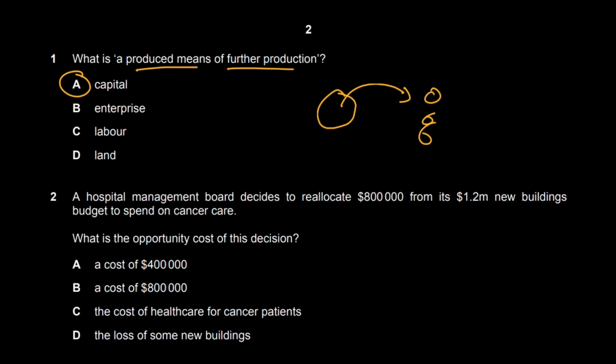Enterprise basically refers to the organizational aspect or the entrepreneurial skills that are used in production. It does not refer to a produced means of production. Hence, B is wrong. C says labor. Basically, labor refers to the human effort used in production, both physical and mental. It's not a produced means of production.